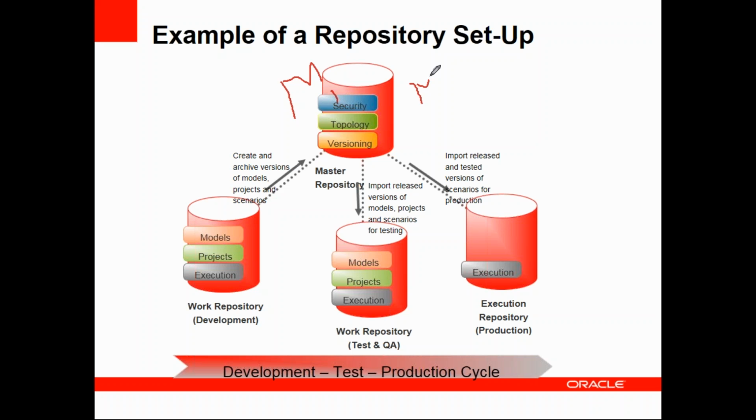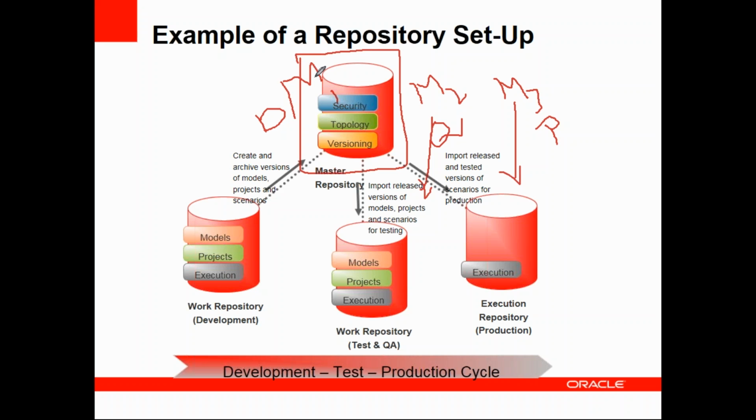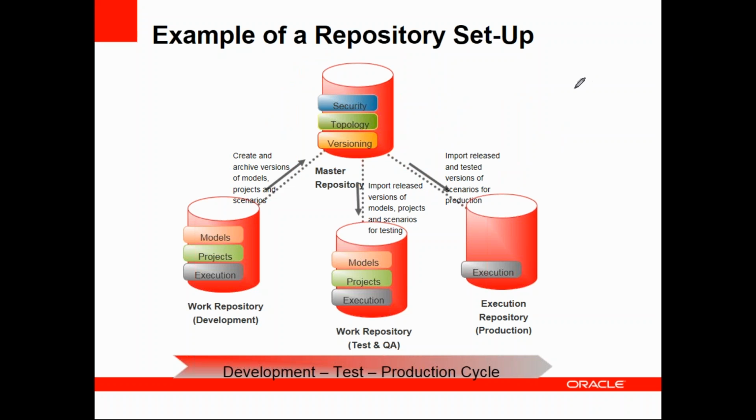This is M1, this is M2, this is M3. This is for development, this is for testing, and this is for production. Now this is pointing to this one and this is pointing to this one. Generally, we have different environments, and every environment has its own master and work repository, and we move metadata from one environment to another by exporting and importing, right? Exactly. Is that clear? Yeah.